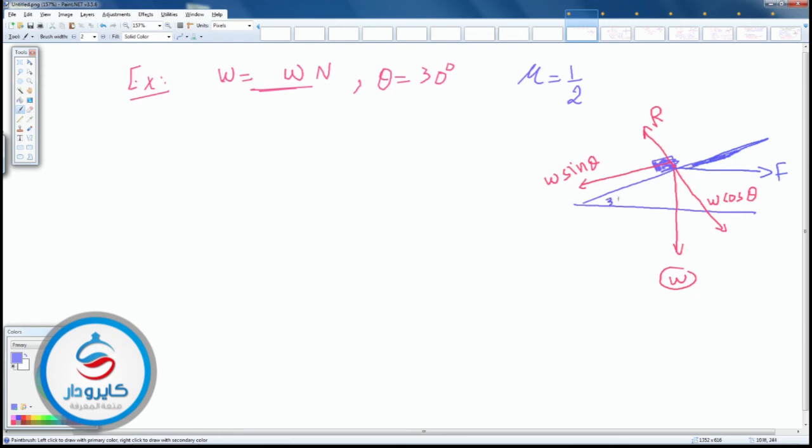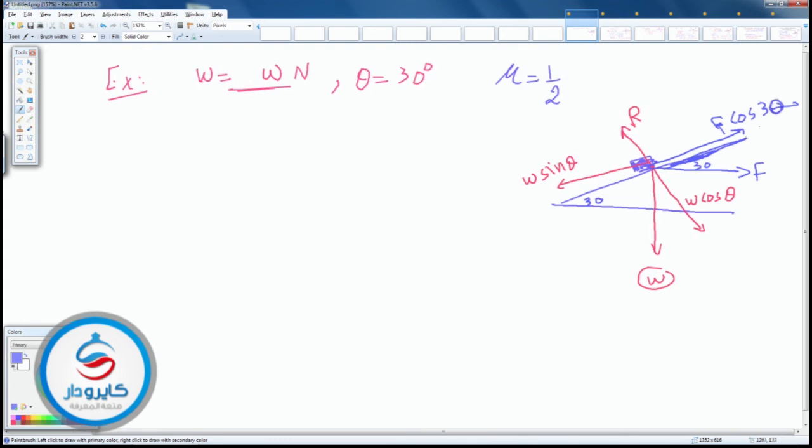Don't forget, if this is 30, it will be 30 here too, so we have to resolve. It will be F cosine 30 here, and F sine 30 here. Now we have to write the equations.